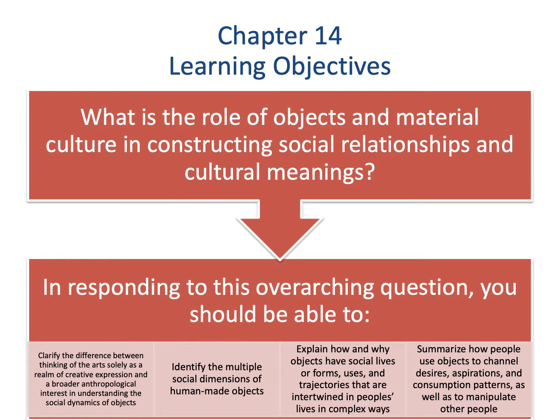Third, explain how and why objects have social lives or forms, uses, and trajectories that are intertwined in people's lives in complex ways. And the fourth objective is to summarize how people use objects to channel desires, aspirations, and consumption patterns, as well as to manipulate other people.